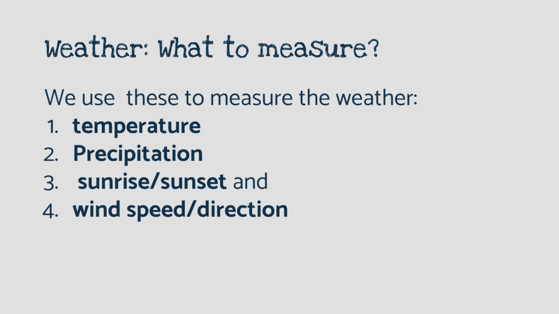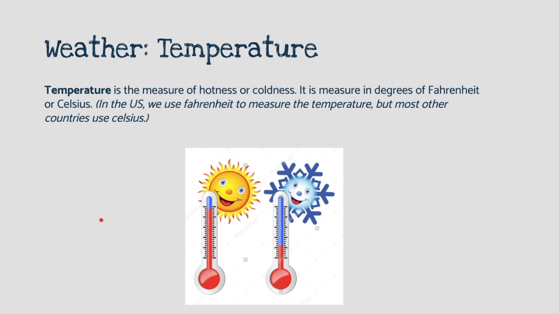So weather, what do we measure? So we use these to measure the weather. We use temperature, precipitation, sunrise or sunset, wind speed, and direction. So those are the four things that we most commonly use to describe weather. Let's talk about them a little bit more here.